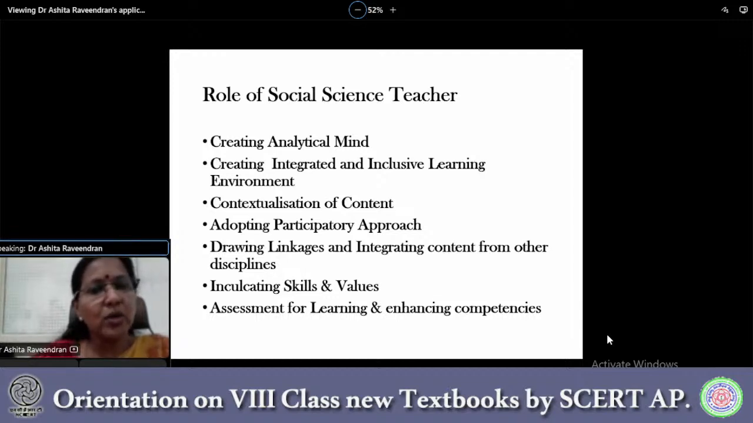Then we also need to, as a social science teacher, contextualize the content, because all our content is related to real life. Contextualization is very important so that the learner is able to relate every piece of information given in social science to their everyday life. This speaking about what happens in their real life is very important for a social science teacher.